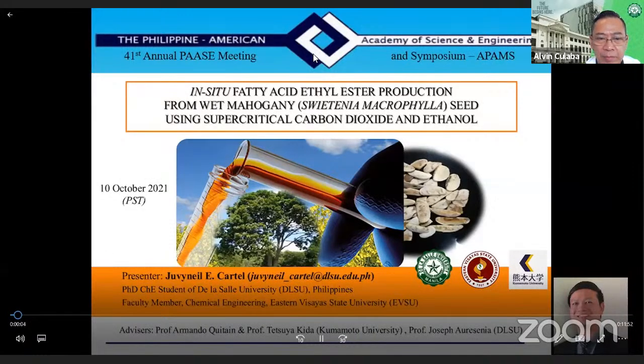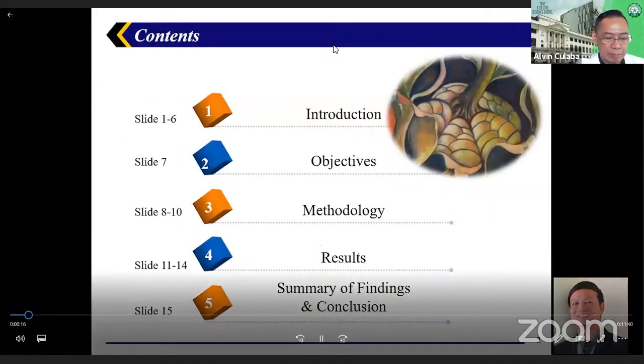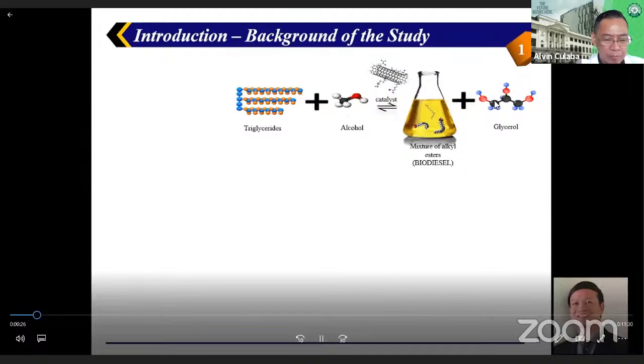Hello everyone. Please allow me to present our research study entitled In situ fatty acid ethyl ester production from wet mahogany seed using supercritical carbon dioxide and ethanol. This presentation will include introduction, objectives, methodology, results, the summary findings, and the conclusion. So let's start with the background of the study.